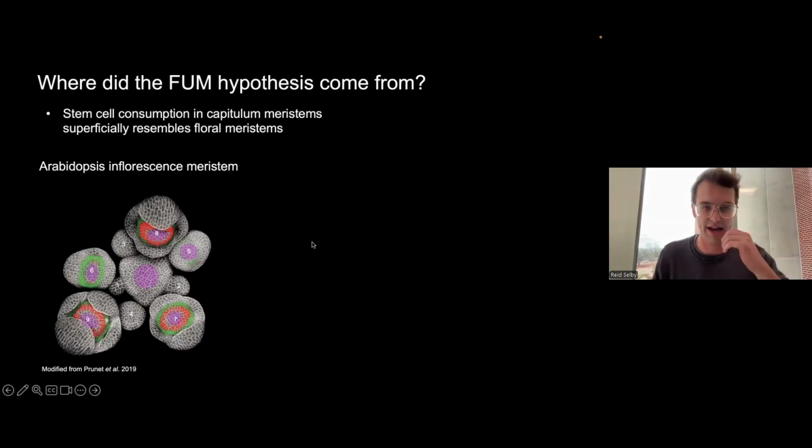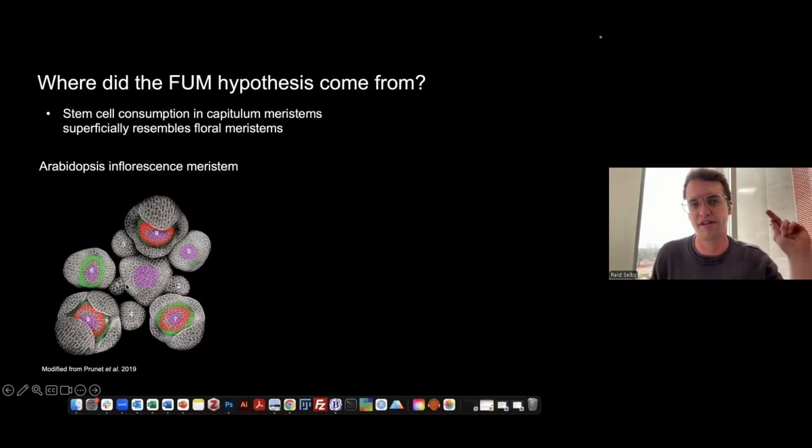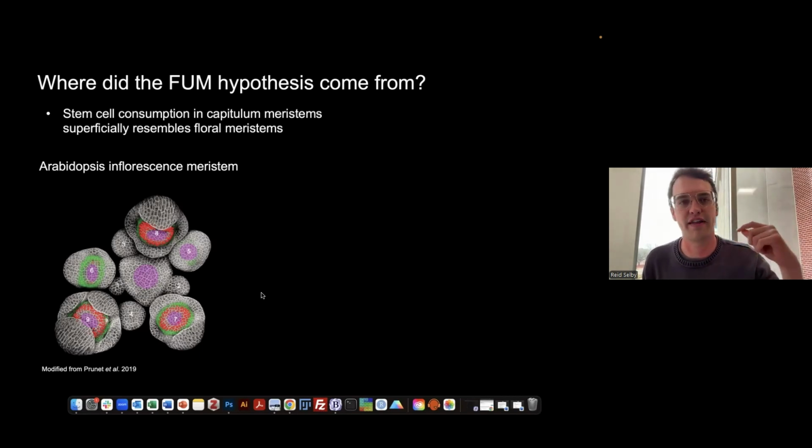So here we have a diagram of a developing Arabidopsis inflorescence meristem. In the center, you have stem cells dividing to produce the inflorescence itself. And then all of these numbered pockets you see on the outside there are flowers that are at different stages of development. Those colored rings you see are the floral whorls beginning to specify there.